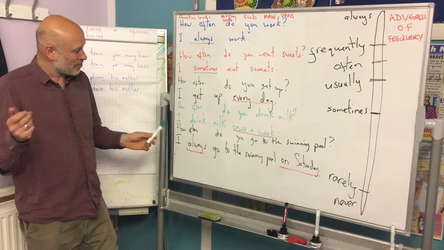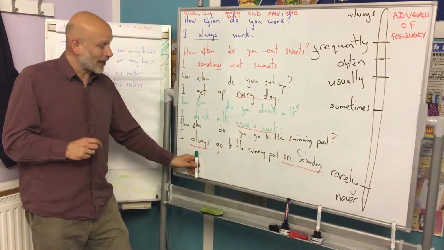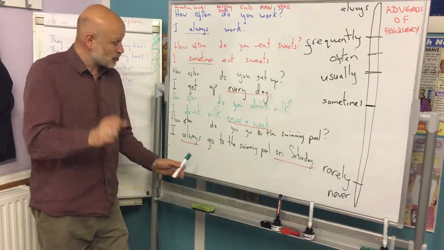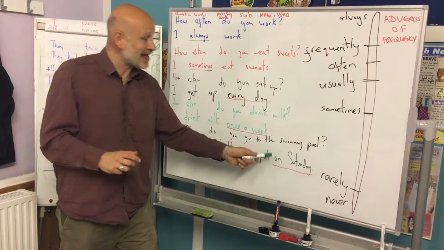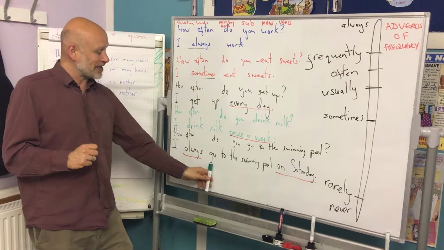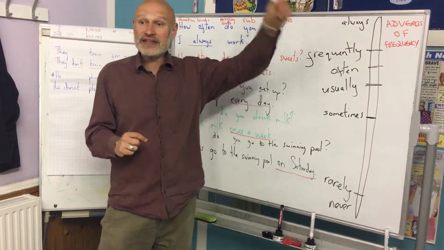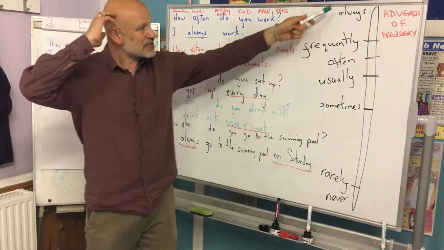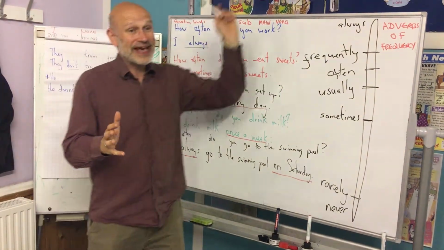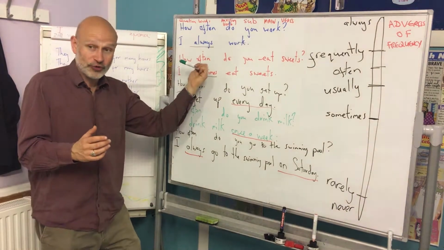But look at this example. How often do you go to the swimming pool? Well, I always go to the swimming pool on Saturday, which means that you can use these and other expressions in one sentence. So here's always before the verb, and here is on Saturday at the end of the sentence. So if it is not an adverb of frequency, we put it at the end of the sentence, but these always go before the verb.